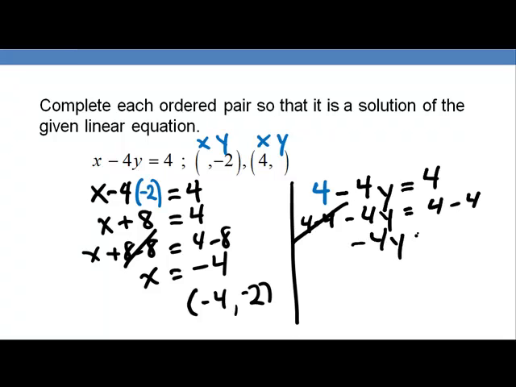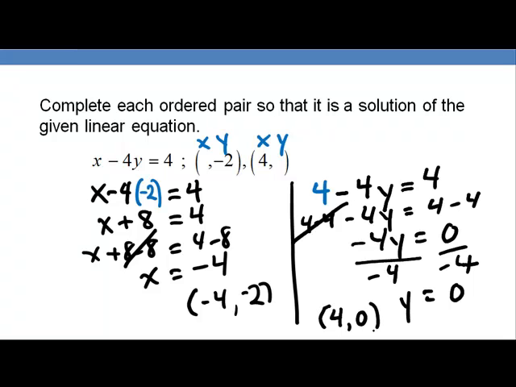Negative 4y equals 0. Divide by negative 4. So you get y equals 0. 0 divided by anything is 0. And so our ordered pair there, that makes it true. The x was 4, and 0 is the y value.